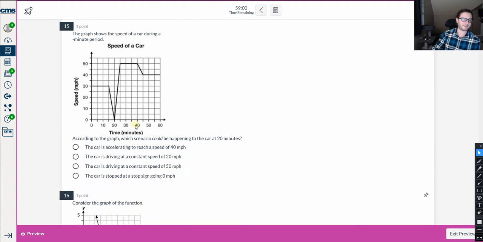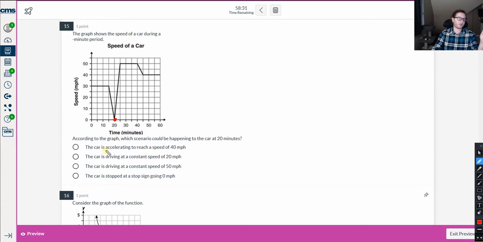For number 15, this one, going back to a crazy thing. When you guys read this, there won't be a typo. It will say the graph shows the speed of a car during a 60-minute period. According to the graph, what scenario could be happening to the car at 20 minutes? So at 20 minutes, we can see that our speed is 0. Our speed is completely at 0.